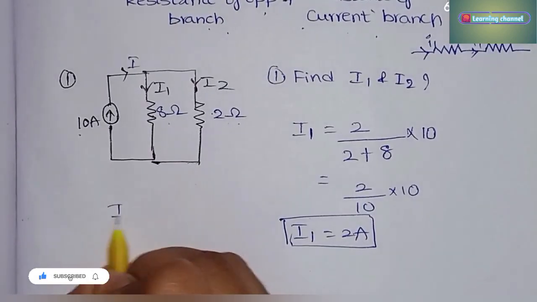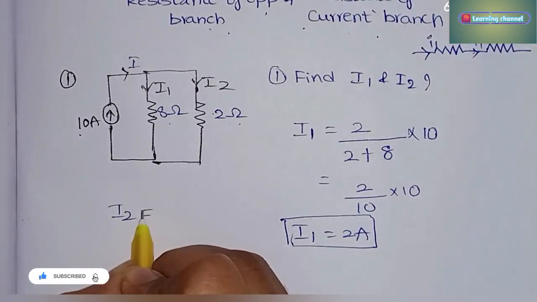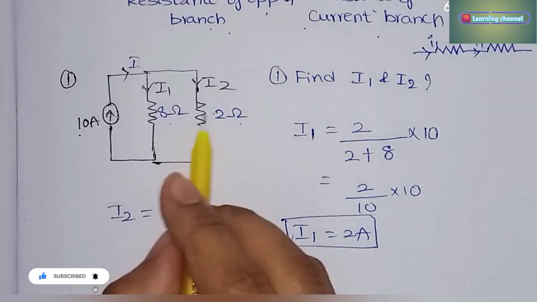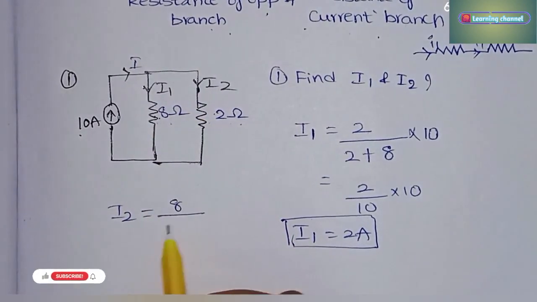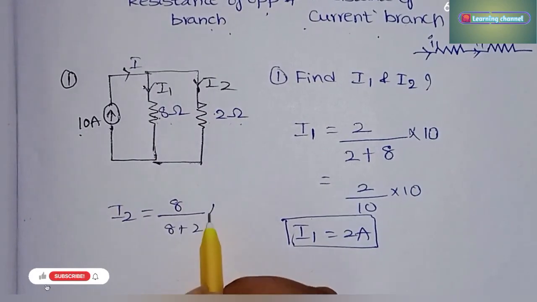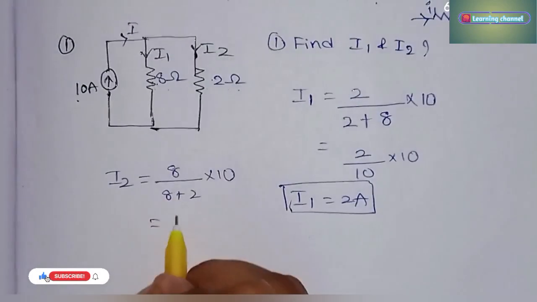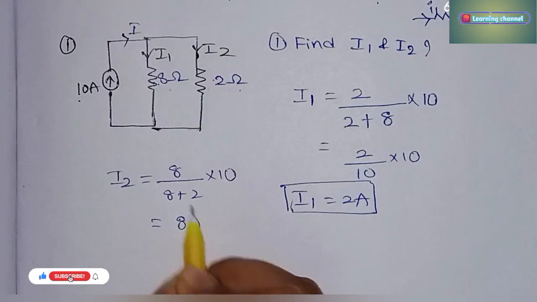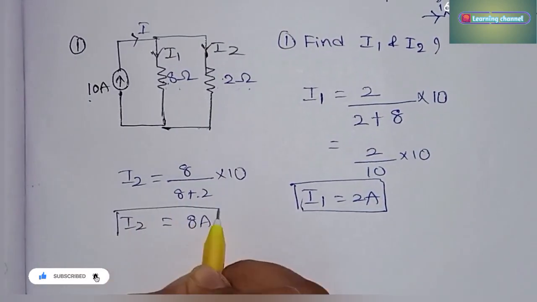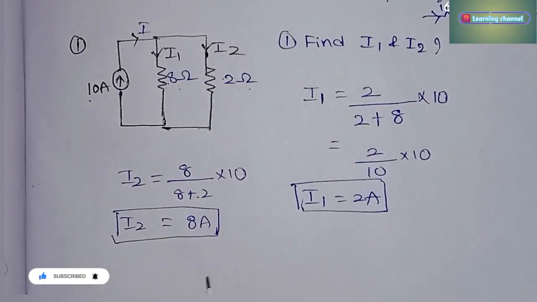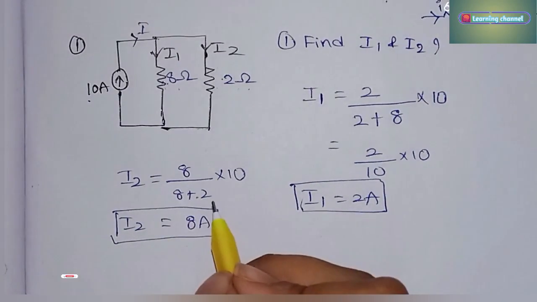And what is the value of I2? In the same way we have to do it. I2 is equal to, the resistance of the opposite branch is 8, so 8 by 8 plus 2 into 10. That is equal to 8 amperes, since the 10 and 10 get cancelled. In this way we have to find the currents by using the current division law. So let us see another problem.